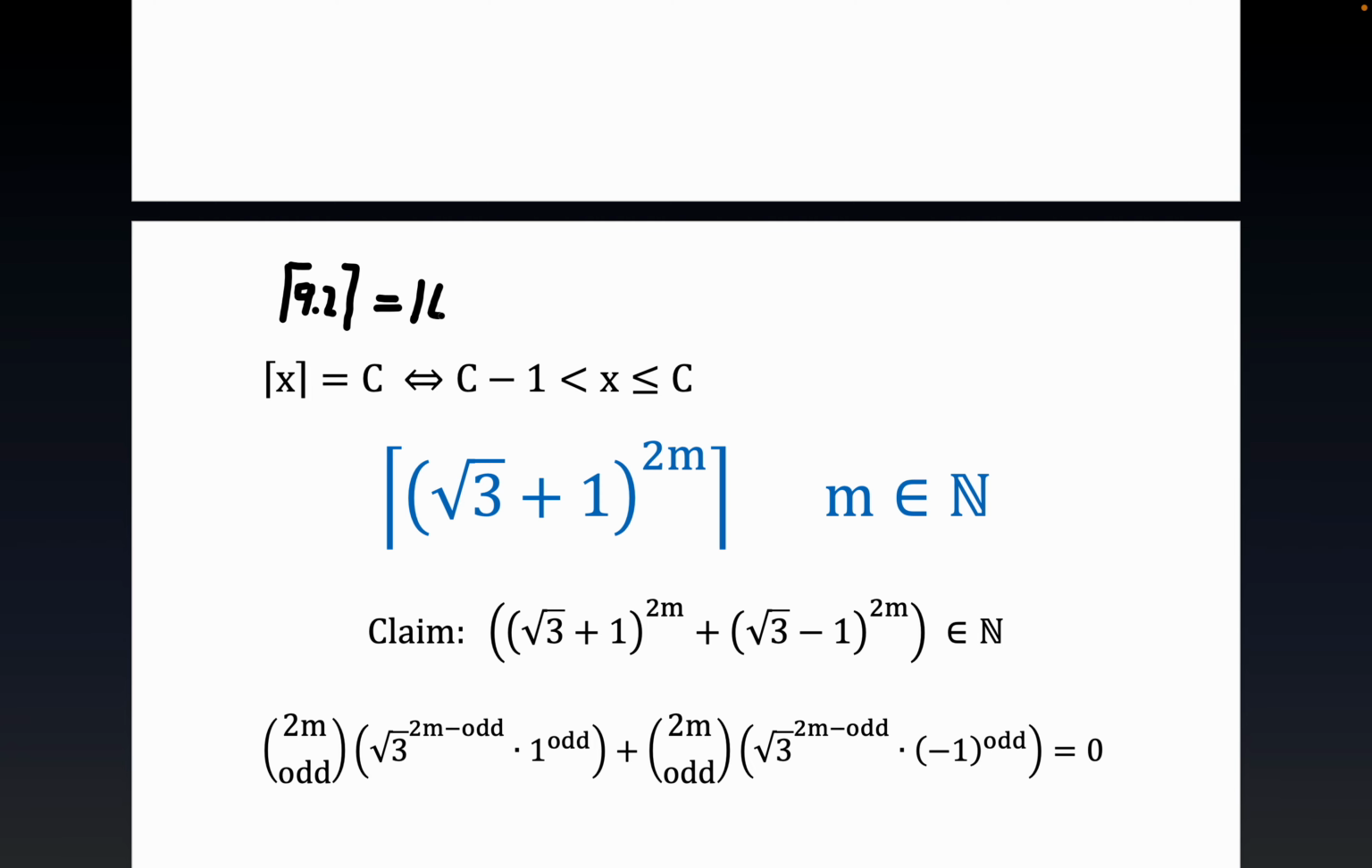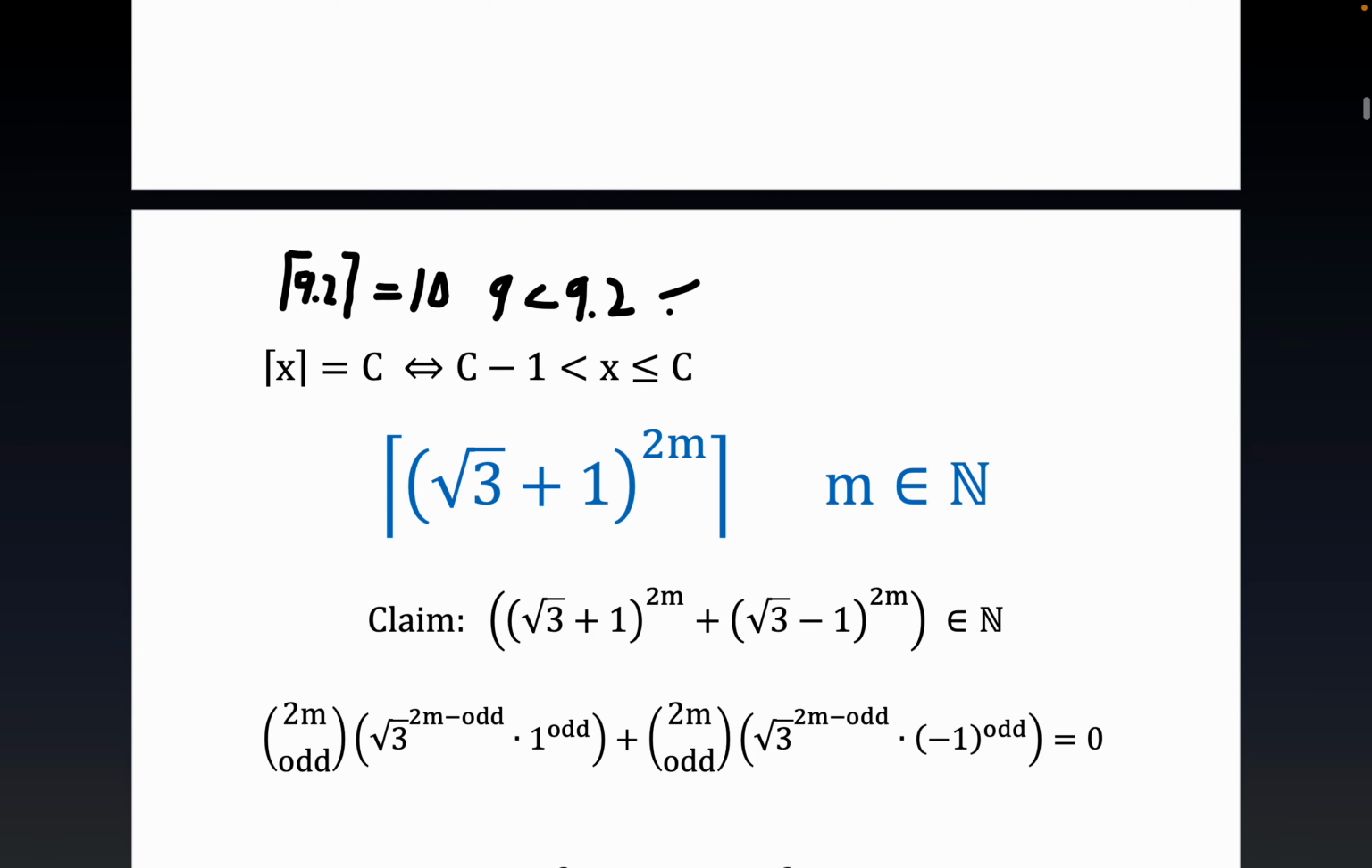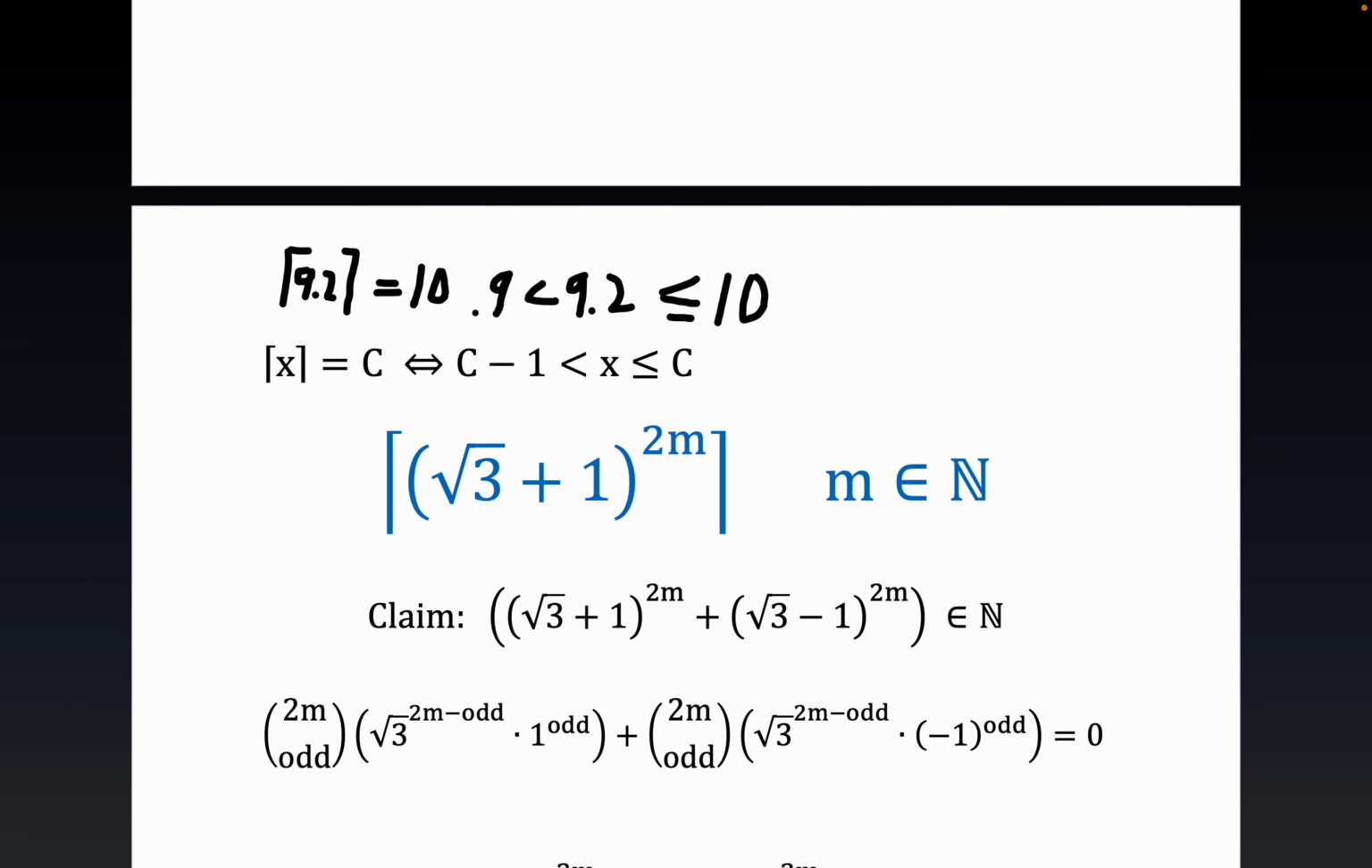blueprint problem. So because 9 is less than 9.2, less than or equal to 10. So you see you have an interval of length 1 there, where the argument can reside. Now notice that the ceiling of 10 would be 10, just like the floor of 10 would be 10. Okay, so this is kind of what you would call a definition right down here.